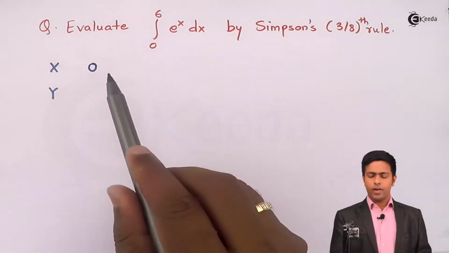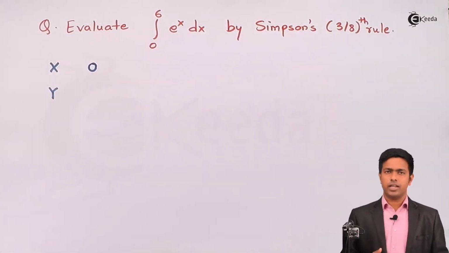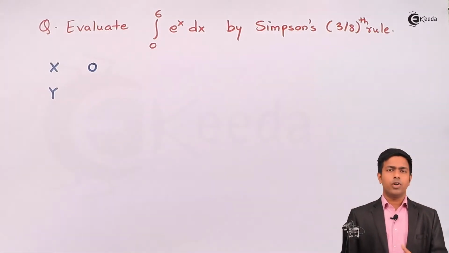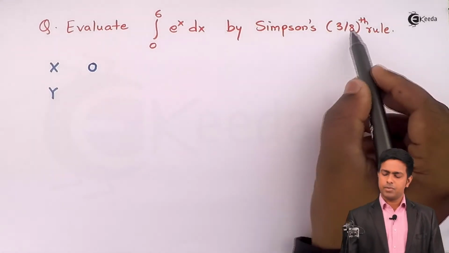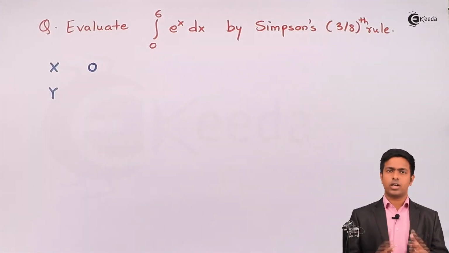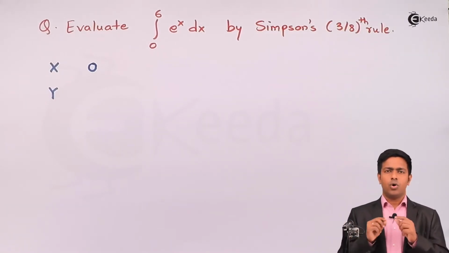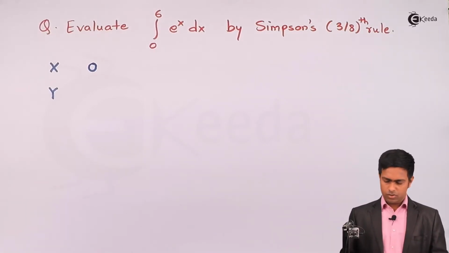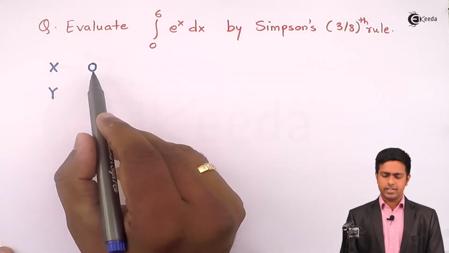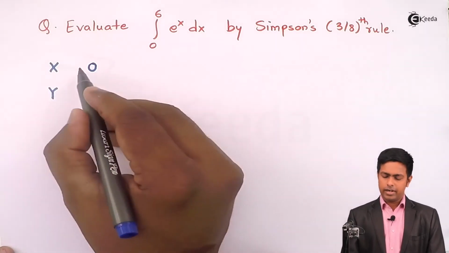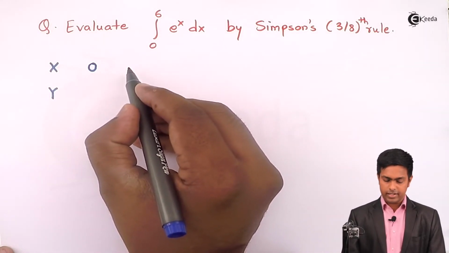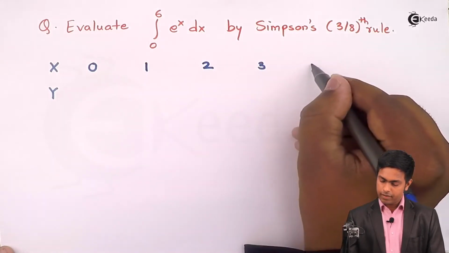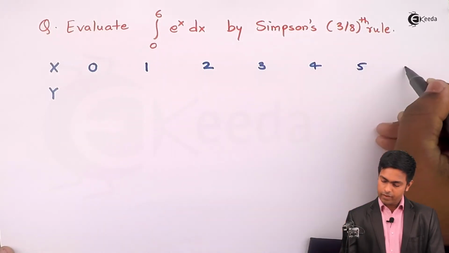Now guys, here we have to consider the values of x in such a way that the last ordinate, that is the last value of y, will be a multiple of 3, because as I am using Simpson's 3/8 rule, it has one condition that the last ordinate must be a multiple of 3. So here I have taken x as 0, and next I'll take the values of x like this, that is 1, 2, 3, 4, 5 and 6.